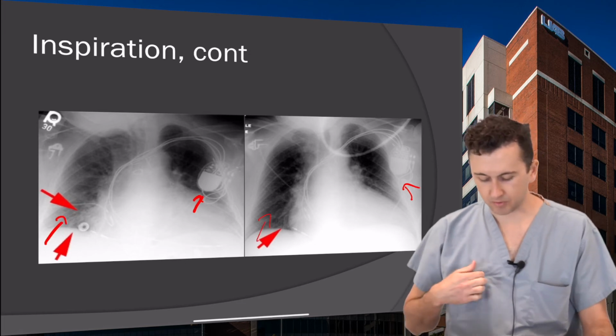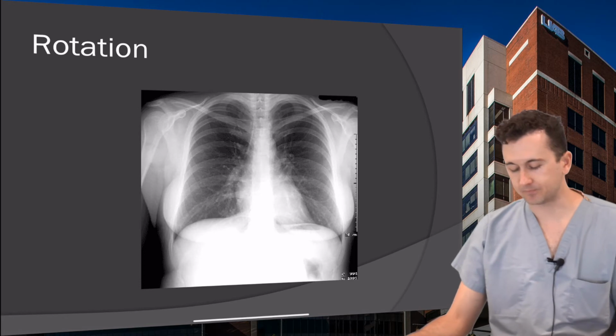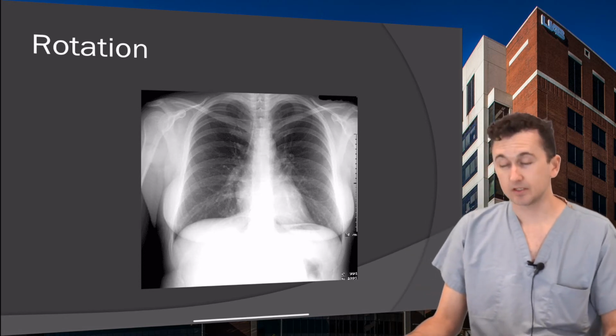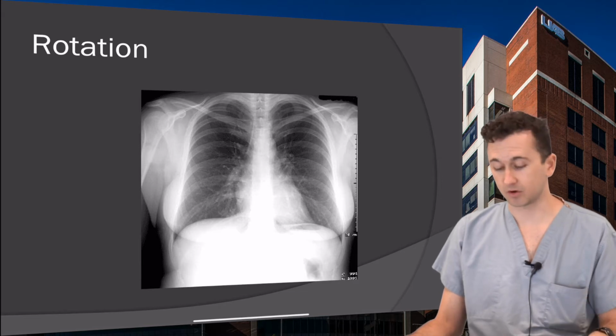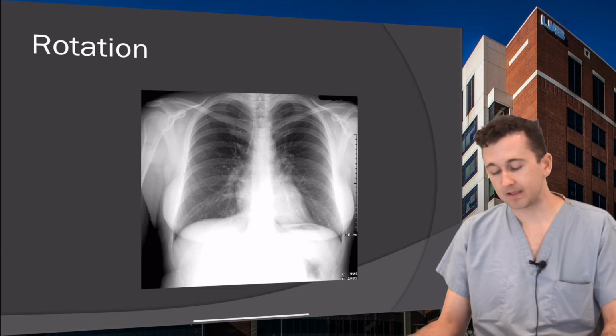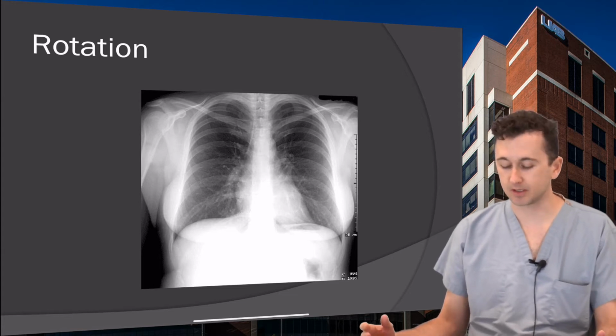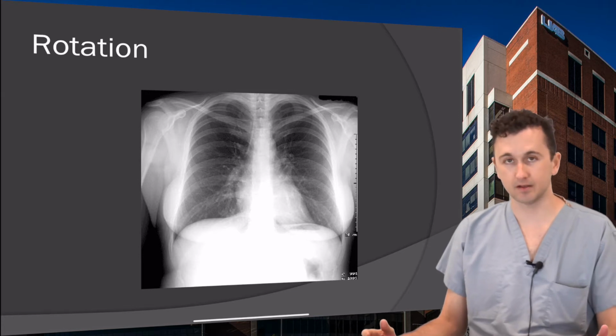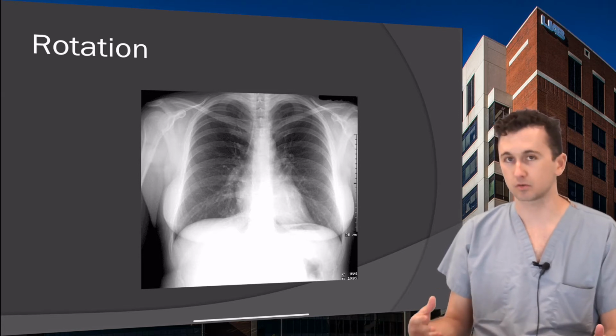All right, so let's talk about rotation. So another thing to always keep in mind, and I'll mention it a few times during the lecture, is chest x-rays or any x-rays are two-dimensional images of three-dimensional patients. And so there's going to be some distortion, and you need to keep that in mind. So if a patient is rotated, then it's going to alter what the film looks like.